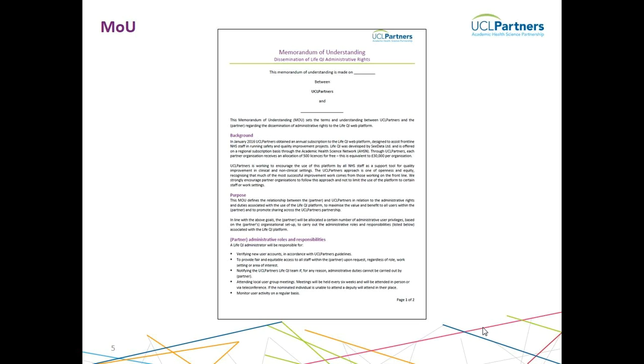We strongly encourage partner organizations to follow this approach and not to limit the use of the platform to certain staff or work settings. The reason we included this is because we didn't want organizations to use the 500 HSN user licenses as a way to prevent anyone in their organization or to more tightly control QI projects within their organization.